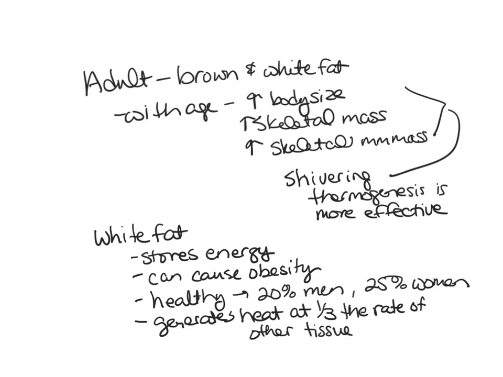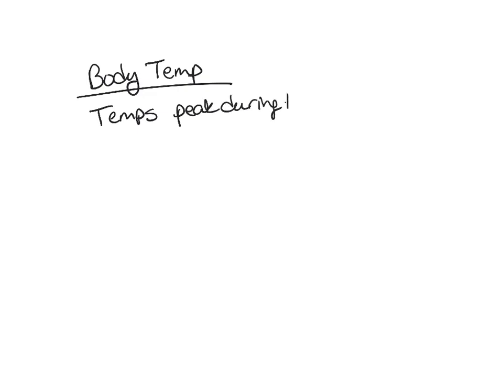Which means it's not being catabolized very quickly, which makes it a very good insulator. As far as body temperature goes, individuals have different set points in the hypothalamus. For most people, temperatures are going to peak during the day and the early evening. And then at night, they fall about 1 to 2 degrees Celsius.